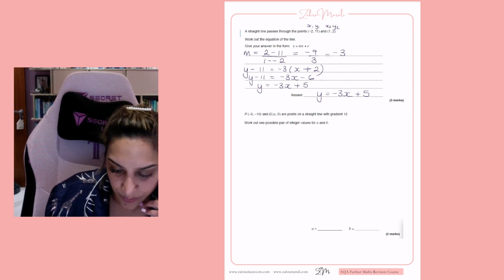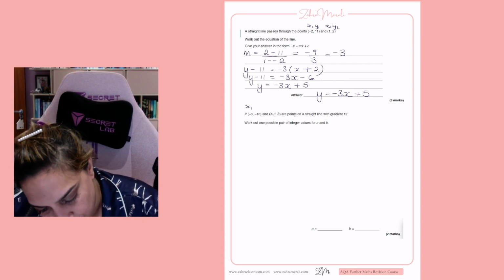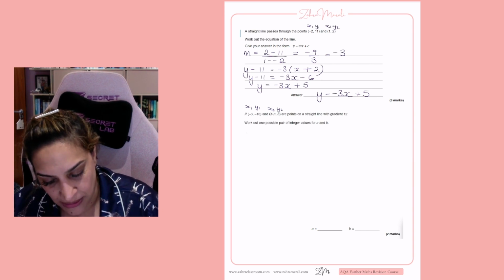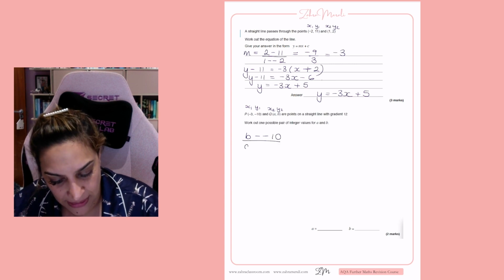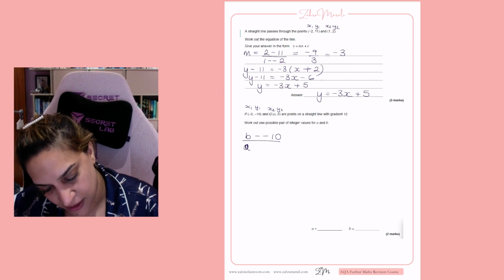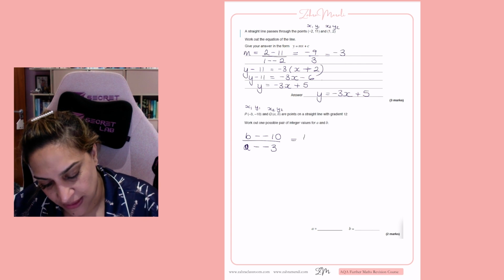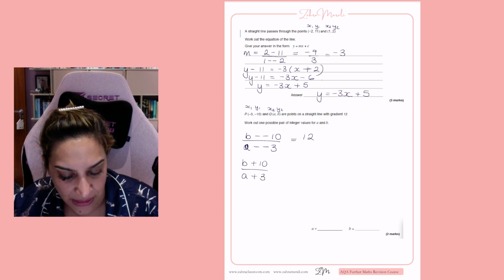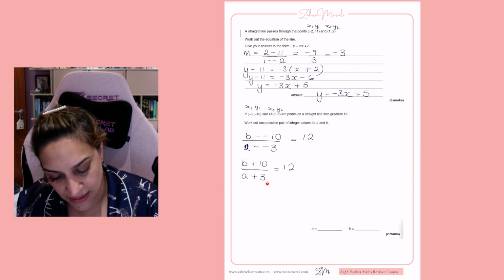Okay, next one. We've got points with a gradient again. We're looking at gradients. So x1, y1, x2, y2. We're going to get our gradient, which is going to be y2 minus y1 over x2, which is a, minus x1, which in this case is minus 3. And we know that equals 12. So we get b plus 10 over a plus 3 equals 12.